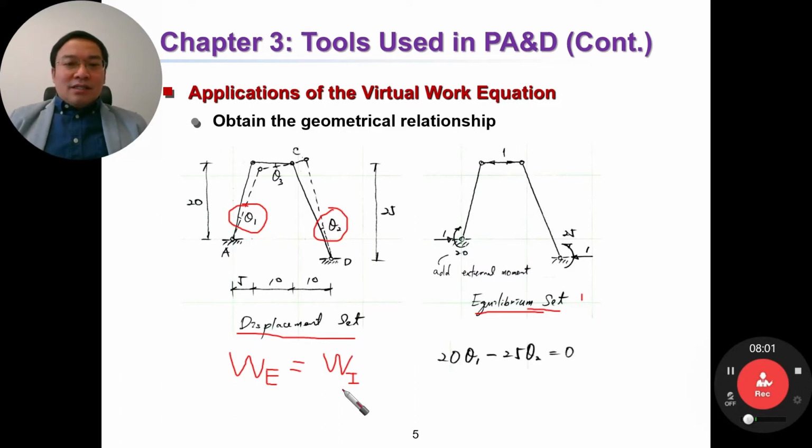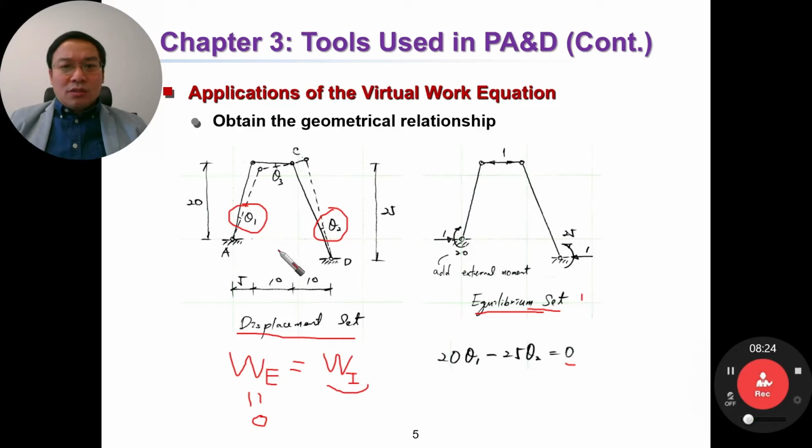Internal work equal to 0. Okay, external work, we don't have any load. Okay, external force, no. Then external work equal to 0. Internal work.